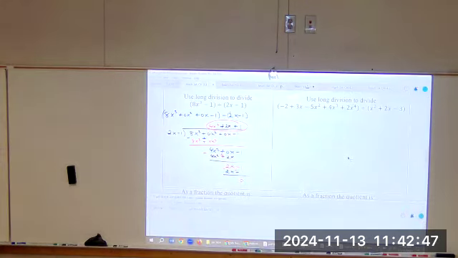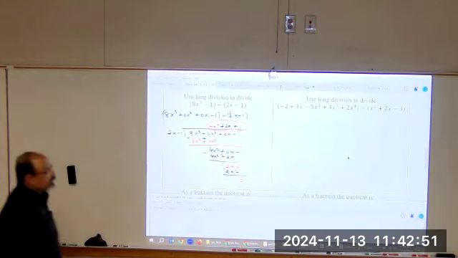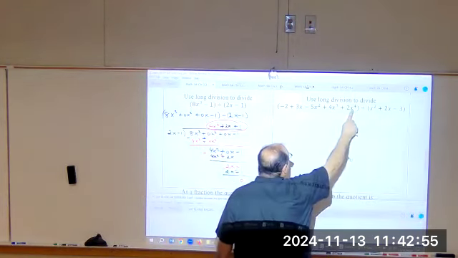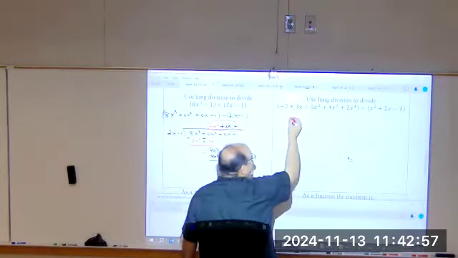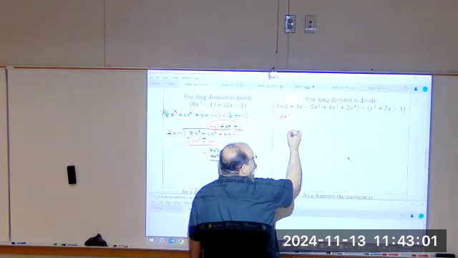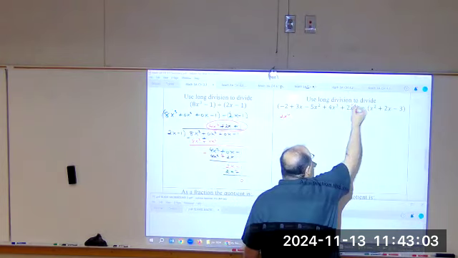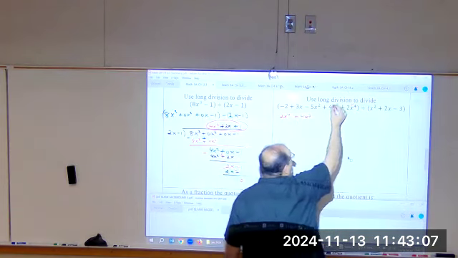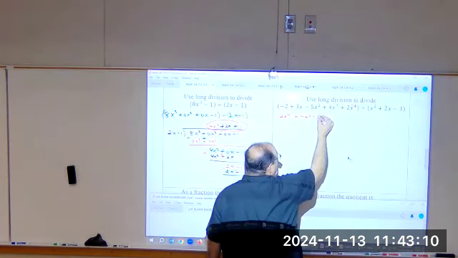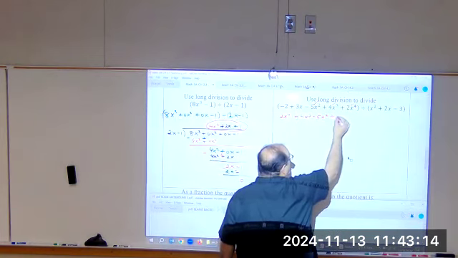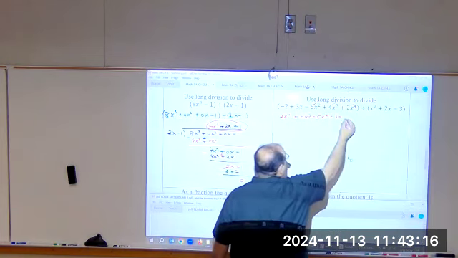It needs to be in the right order. What's the biggest power in the dividend? Next to the 4. So you want to rearrange it. This is 2x to the 4. What's the next biggest power? 4x to the 3rd. And then negative 5x squared. Make sure you have all the right signs. And then a 3x. And that's a minus 2.